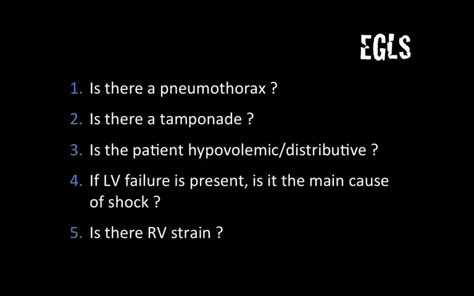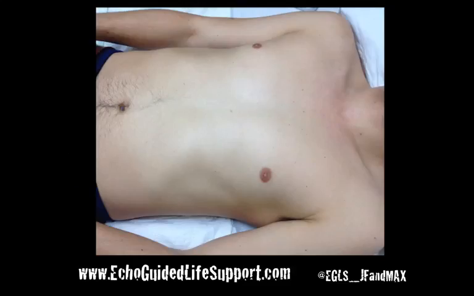Starting with question number 1, is there a pneumothorax? To answer this question, we will interrogate the anterior surface of the lung, thus going on the anterior thorax. On each side of the chest, we will look at 4 spots: 1 more medial, 1 more lateral, first near the apex, and then around the 5th or 6th intercostal space, repeating these steps on the other side.